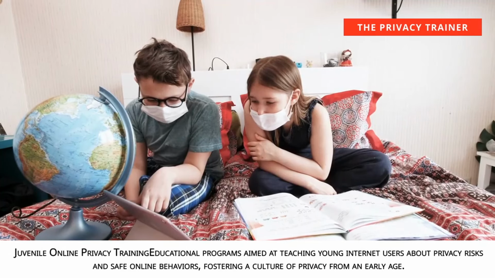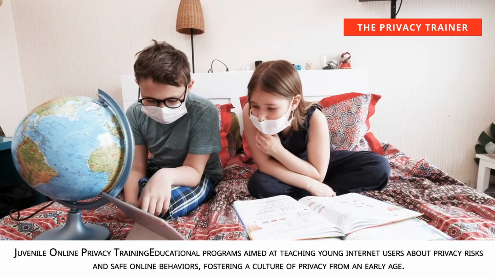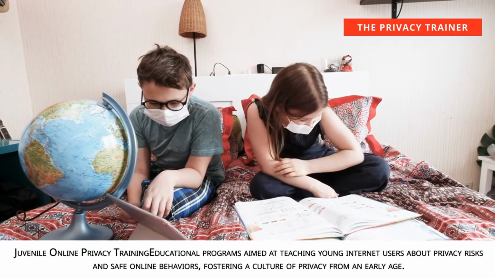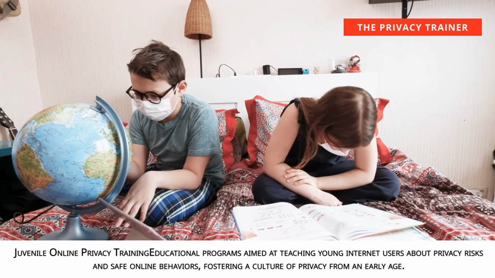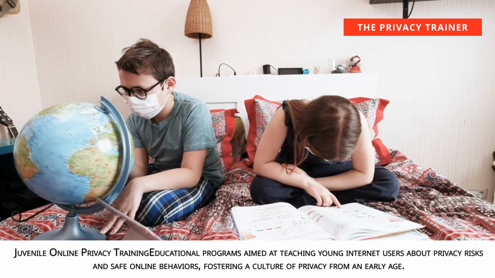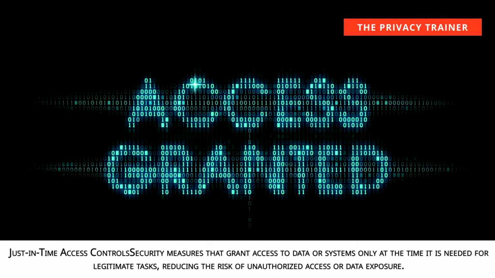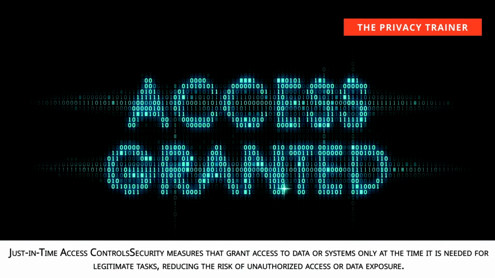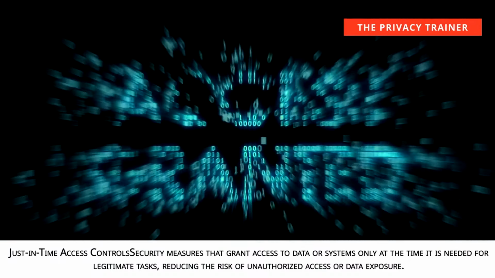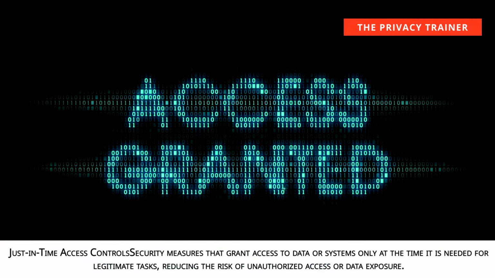Juvenile online privacy training, educational programs aimed at teaching young internet users about privacy risks and safe online behaviors, fostering a culture of privacy from an early age. Just-in-time access controls, security measures that grant access to data or systems only at the time it is needed for legitimate tasks, reducing the risk of unauthorized access or data exposure.